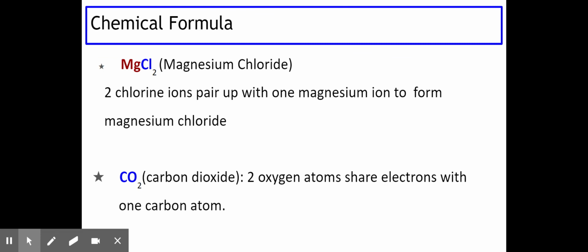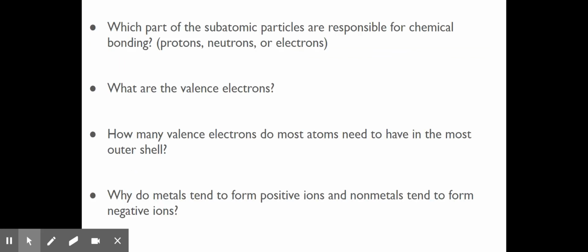When we learn about chemical reactions, I really need you to understand this. When there's no number, it means 1. One carbon, two oxygen. One magnesium, two chloride. That's everything we need to know before we do the chemical reaction unit. And here are a few questions to challenge you at the end. Just think about this, please.